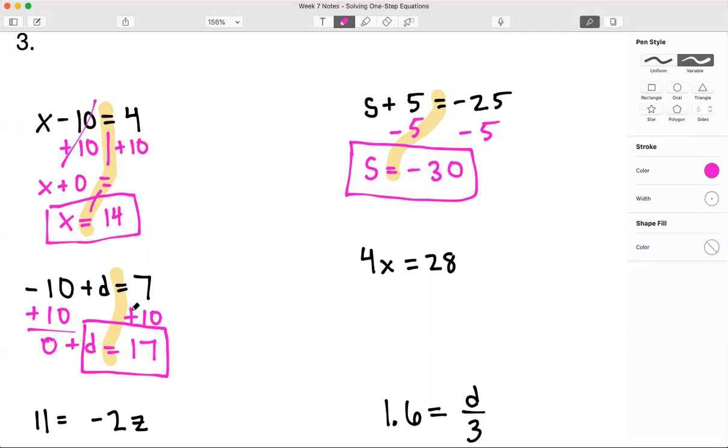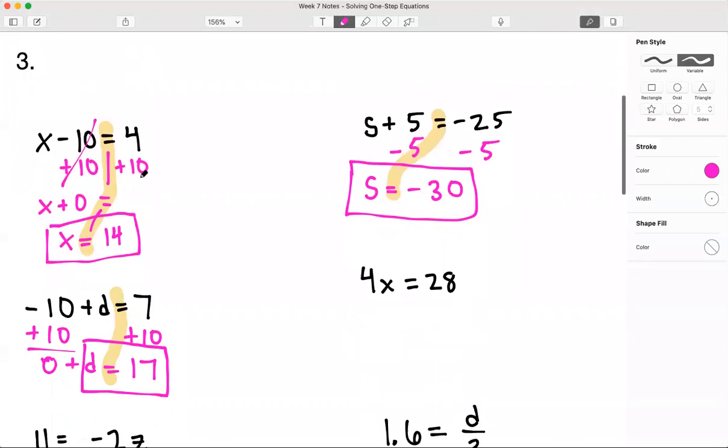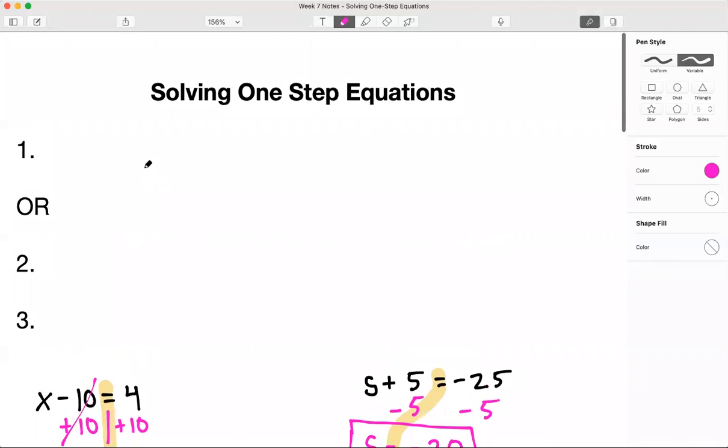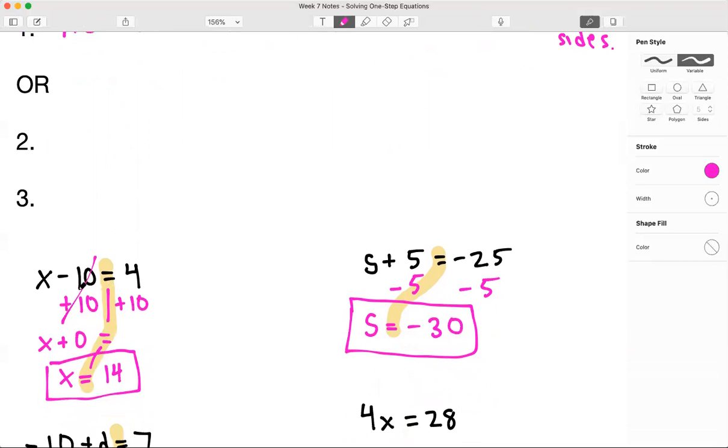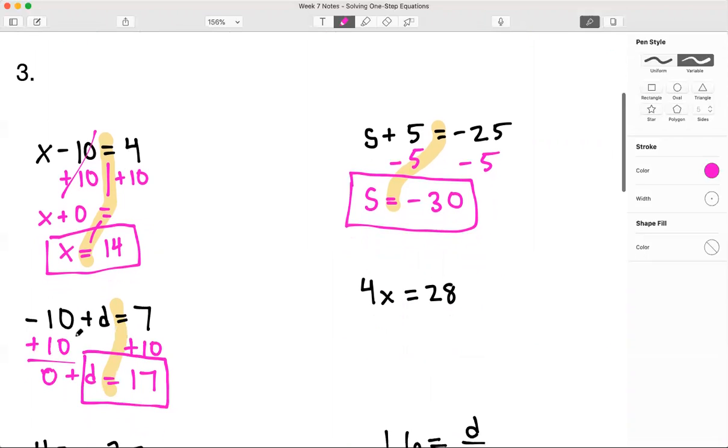So the rule is, as you can see right here, we just add or subtract the constant to both sides. Okay? The constant is the number that is not a variable. It's just a whole number, like 10, 5, negative 10.